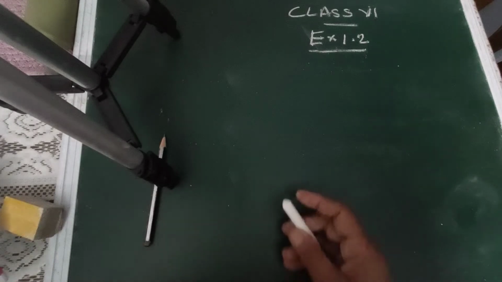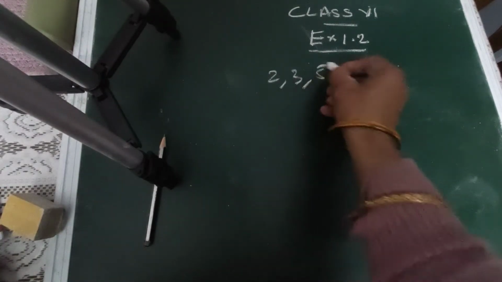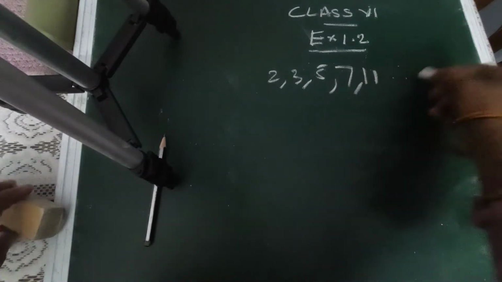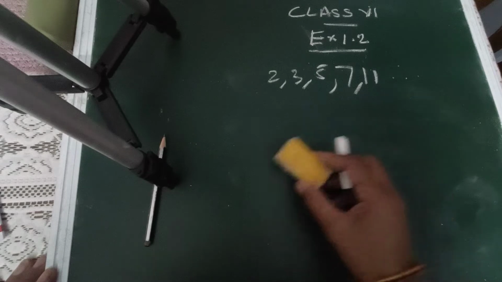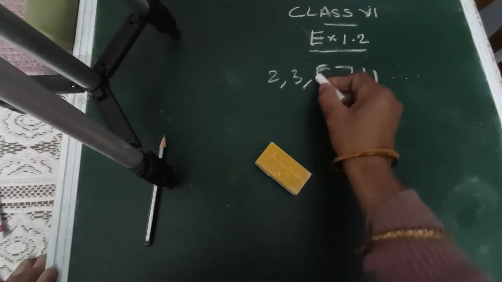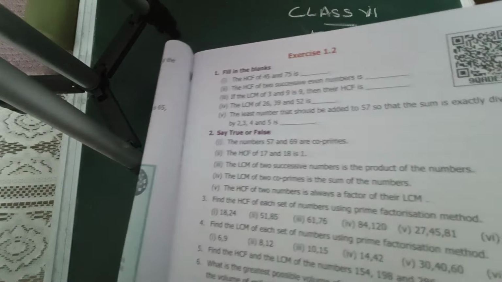So for example, can you list out the prime numbers? Yes, prime numbers 2, 3, 5, 7, 11, etc. So I have been telling the same thing, children. Once again, I remind you all, please make yourself thorough with the prime numbers between 1 and 100 so that these HCF and LCM all become very easy. Now let us go on to the first question.